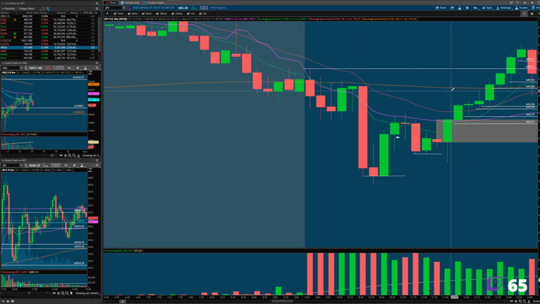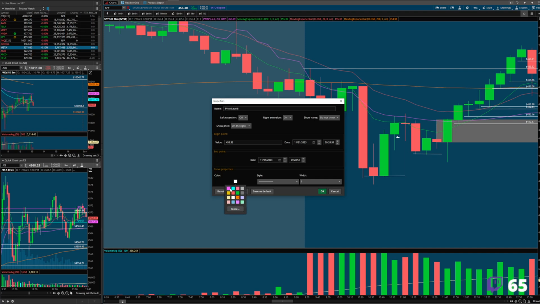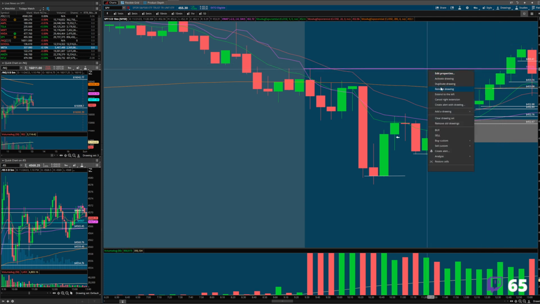That's always a scale out for me. That's ORB high, right here. I'll mark it purple. You broke high of day. That should be a major scale for all longs.